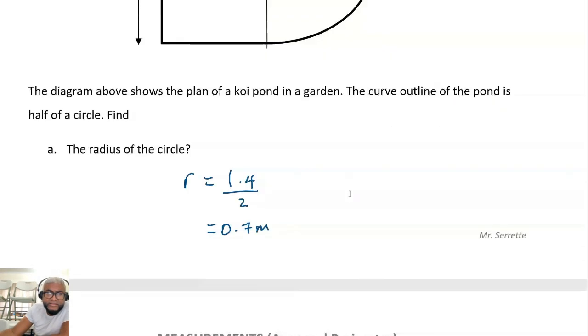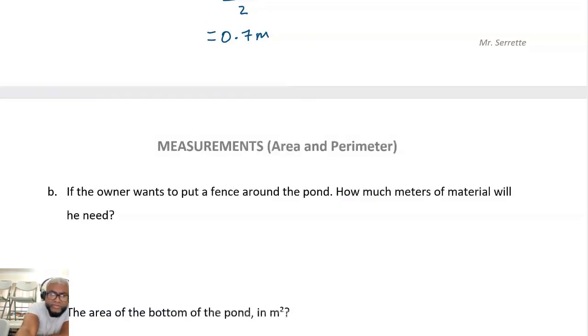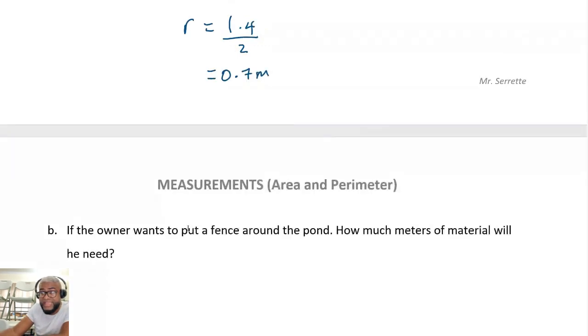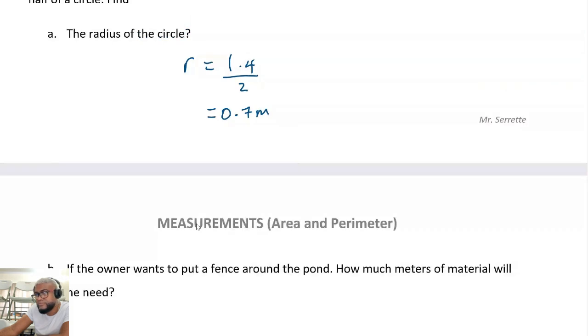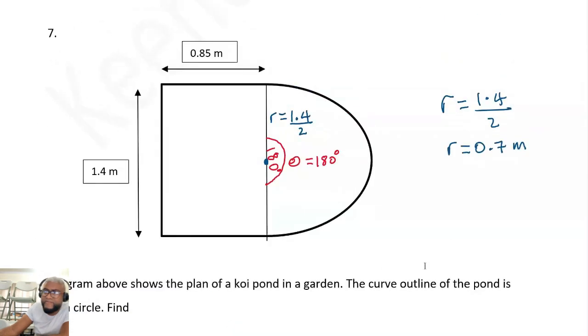So we have the radius. Okay, that's the first thing. Then they said, if the owner wants to put a fence around the pond, how many meters of material would he need? So what are they asking us for here, Adams? They're asking us to find the perimeter. Excellent.